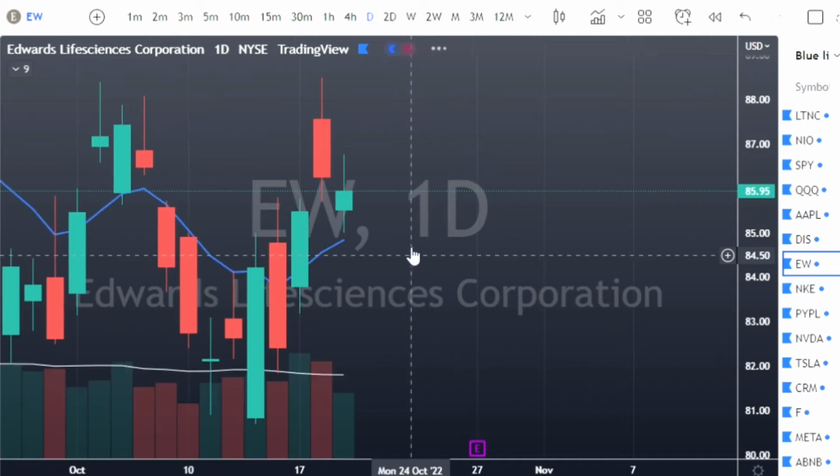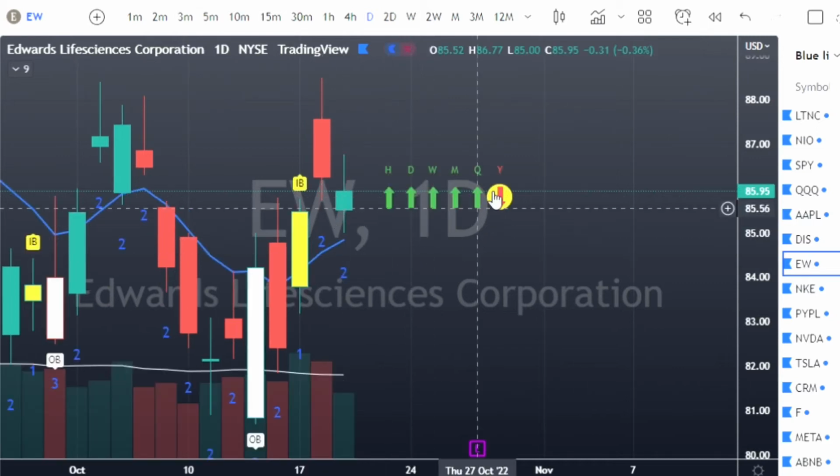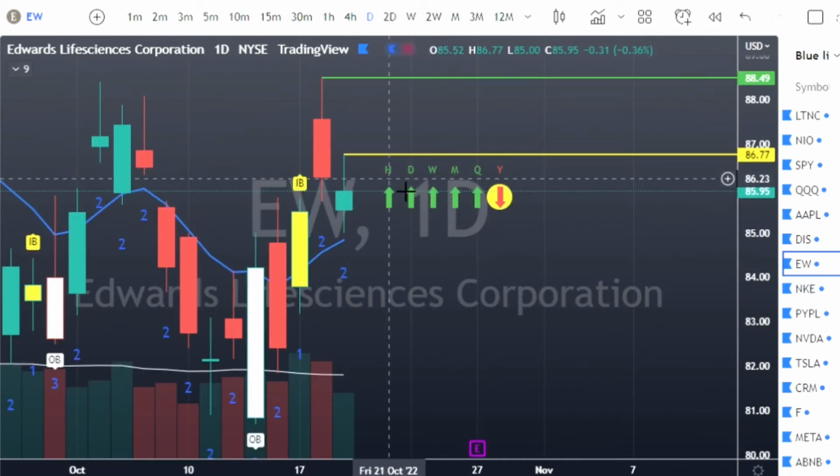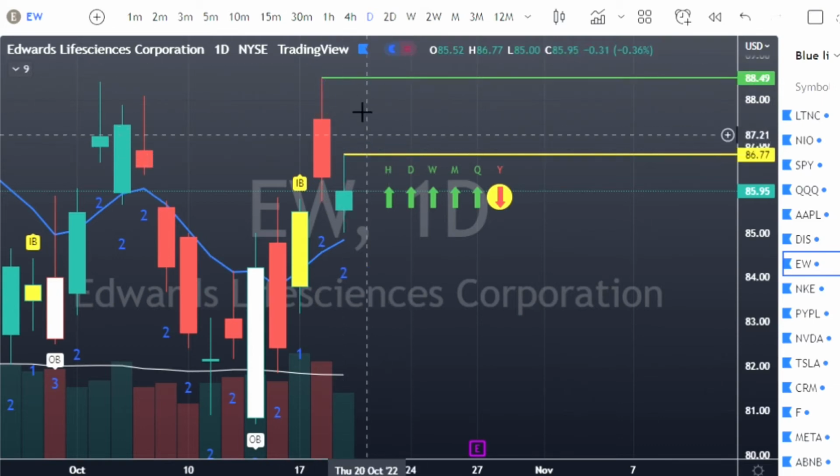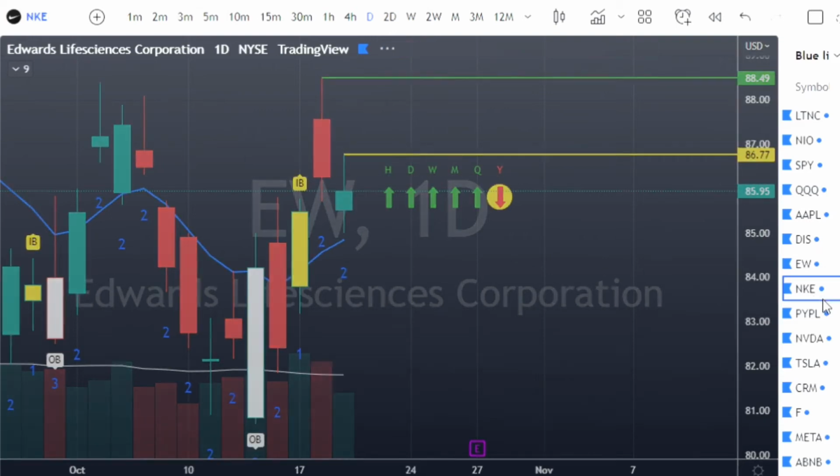EW, Edwards Life Sciences, 2 down green. Time frame continuity all to the upside. We're going to look for calls at 86.77 and great magnitude to the top, just meaning targets, magnitude, where the bears have their stop losses, all means the same stuff. So we're going to look to trend to the upside on EW.